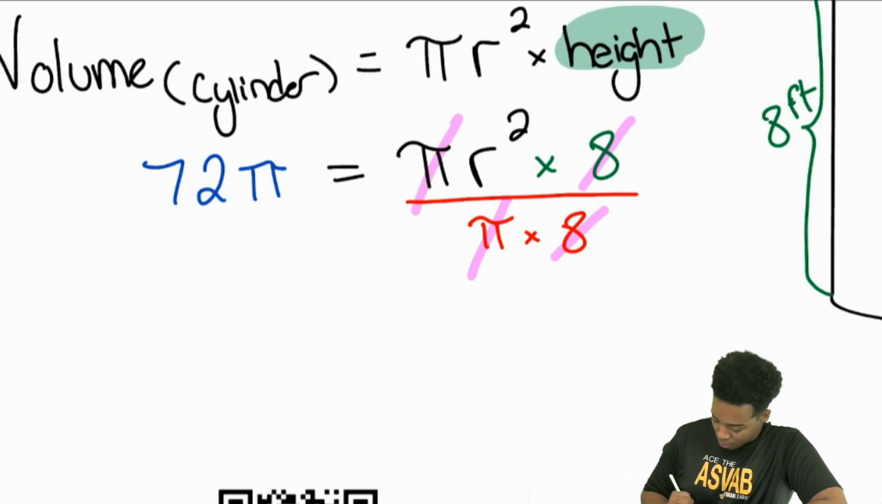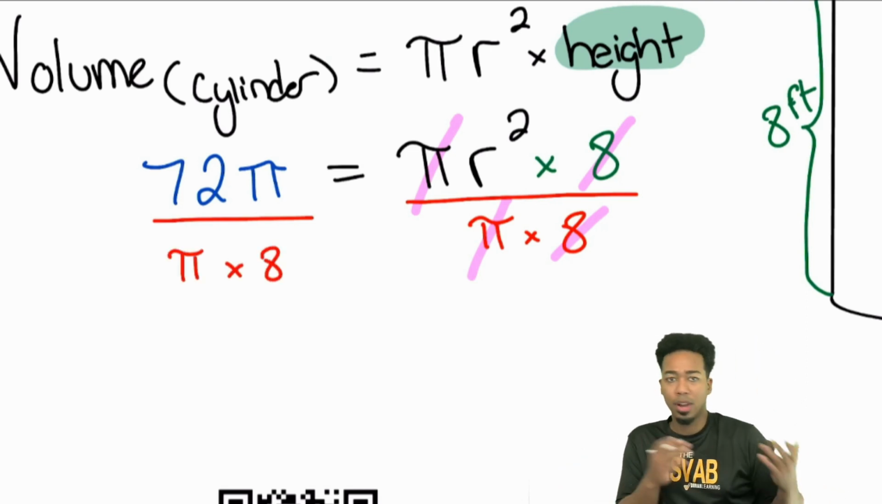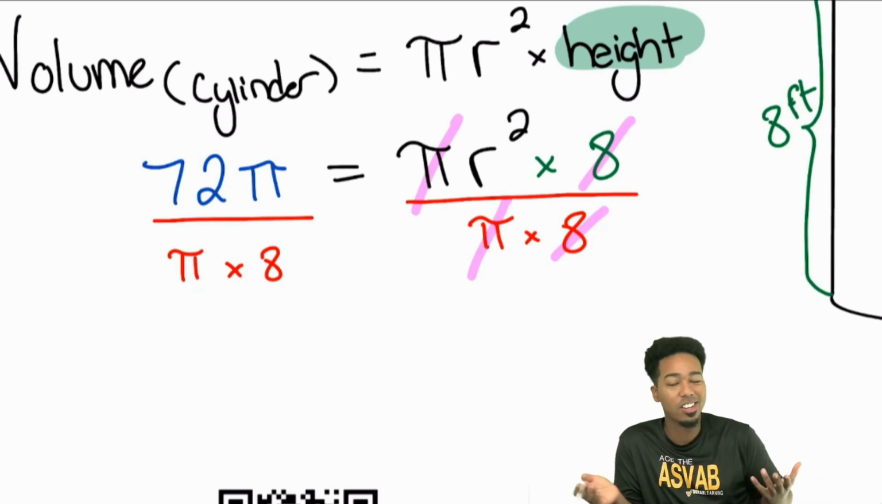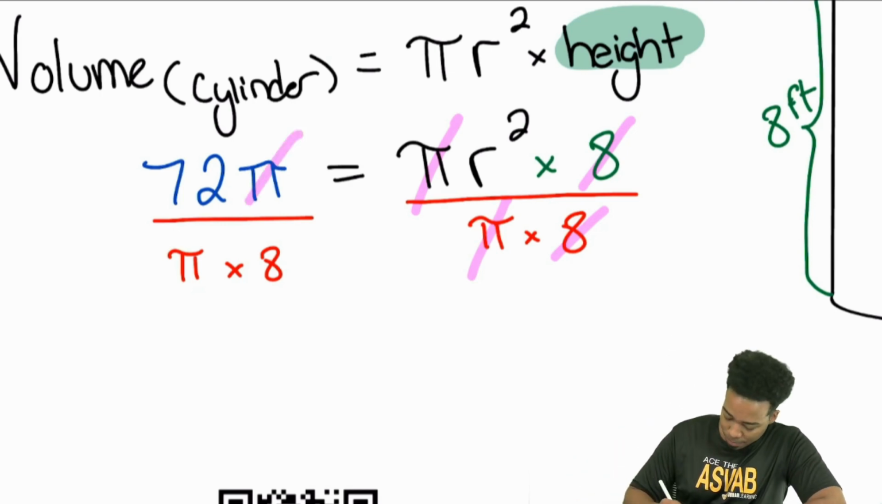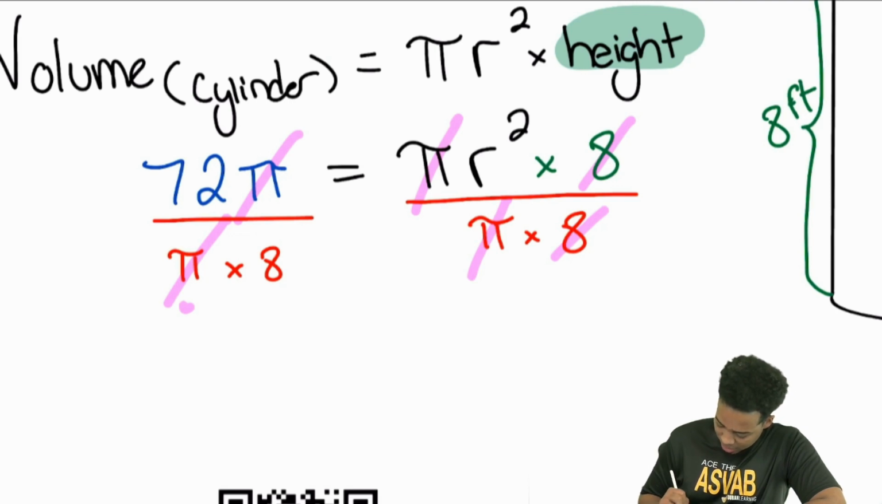So with that said, boom, we'll see that we are going to do the same thing. We'll divide pi and 8. And you can say pi times 8 or 8 pi, whichever way you want to say it. It's all good. It doesn't really matter because the pi's get canceled out. And then 72 divided by 8 is going to be what? 9. 72 divided by 8 is going to be 9. So we have 9 equals r squared.